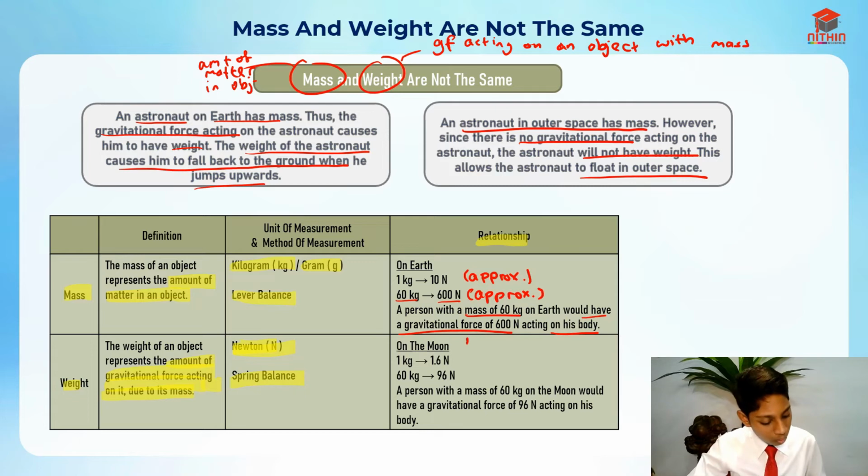Since the moon is only 1/6, we basically take 1/6 times 10, which will give us 1.6 newtons. This is an approximation as well. So the 60 kg person will actually have 96 newtons acting on him. A person with a mass of 60 kg on the moon would have a gravitational force of 96 newtons acting on his body, okay? This is the difference and relationship between mass and weight. I hope you understood that. Now let's move on to the next segment.